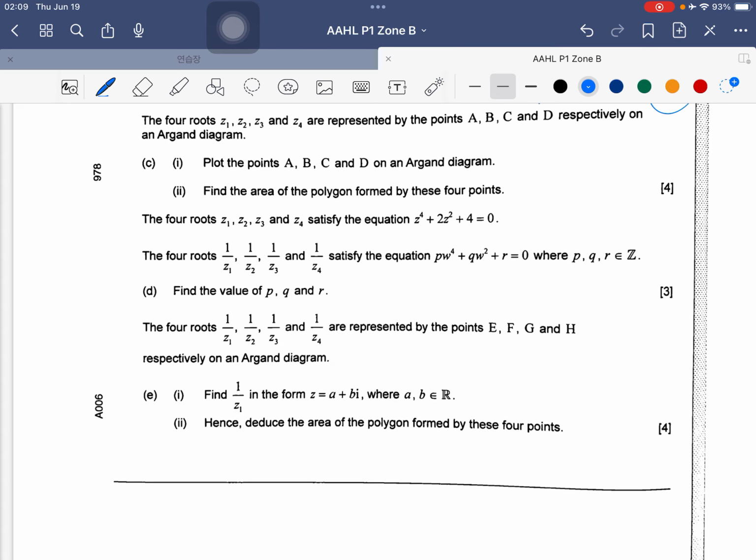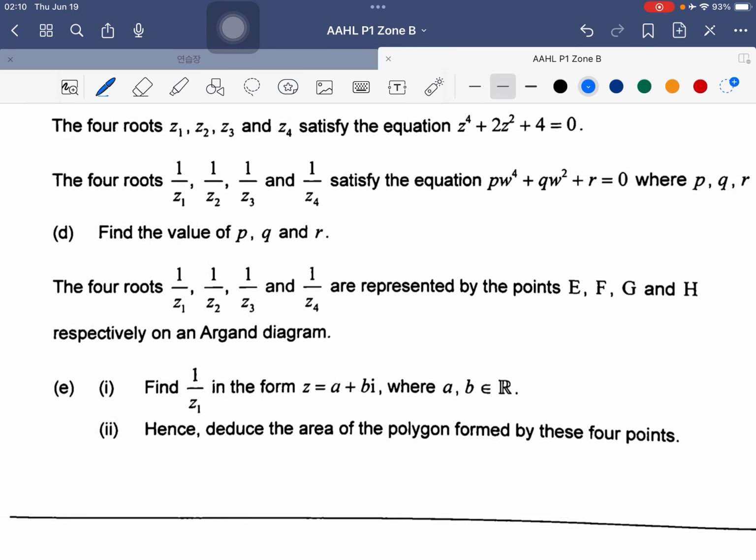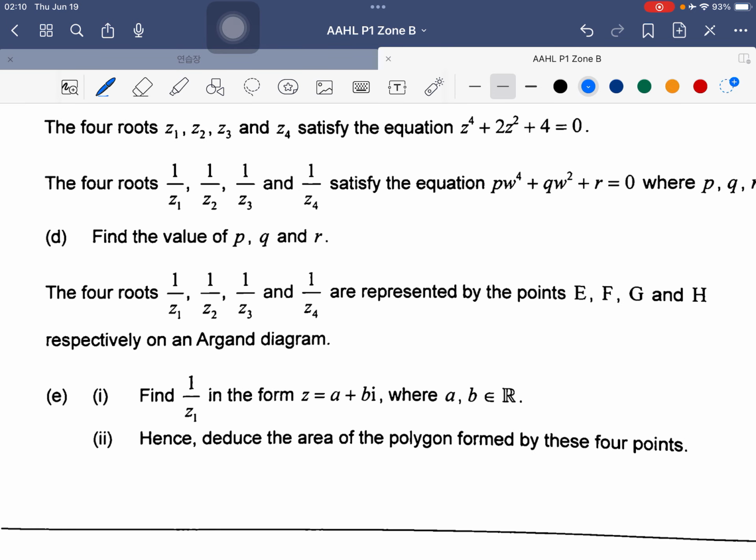Okay. Next question. The 4 points z1, z2, z3 and z4 satisfy the equation, the 4 roots of this equation. The 4 roots of each one of these is reciprocal. Satisfy the equation of pw^4 + qw^2 + r = 0. Find p, q, r. This is called a palindromic equation.